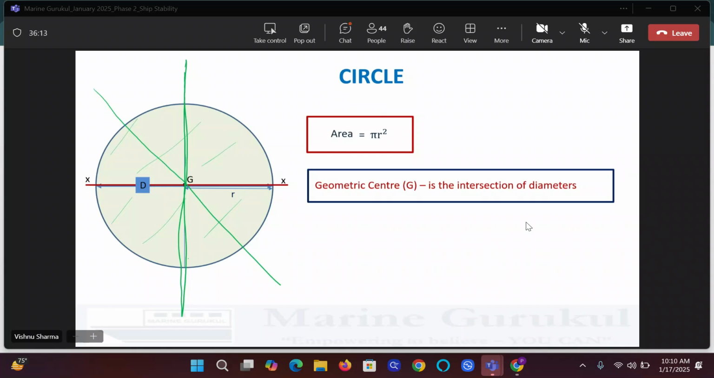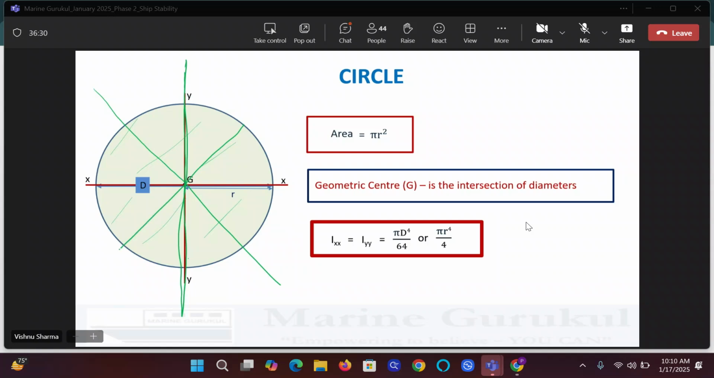So basically, the formula that we'll be learning would be moment of inertia about any of the diameters, xx, yy, or even zz, doesn't matter. The formula is pi d4 upon 64, or pi r4 upon 4. If you put d as 2r, it will come down to pi r4 by 4. So whichever formula you want to use in a question, you can use. There is only one formula as far as circle is concerned. Is that clear, beta?